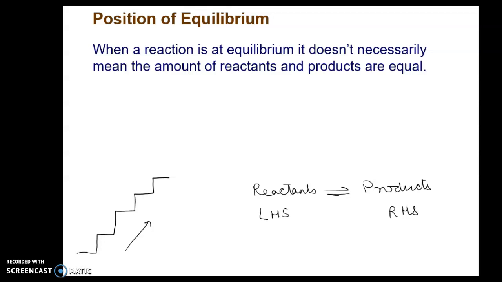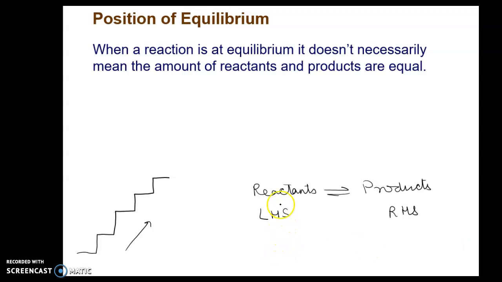Hello, in this video we're going to look into the position of equilibrium, a really important term, particularly if you're looking into answering questions on Le Chatelier's principle. To understand the term position of equilibrium, we need to know that in a reversible reaction, you always have reactants and you've got products. At equilibrium, you will always have a mixture of reactants and products left at the end.